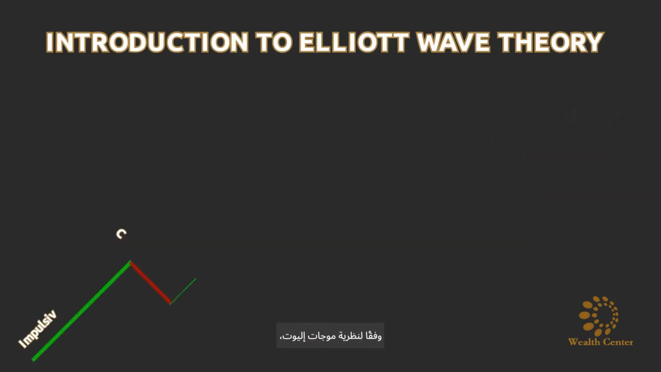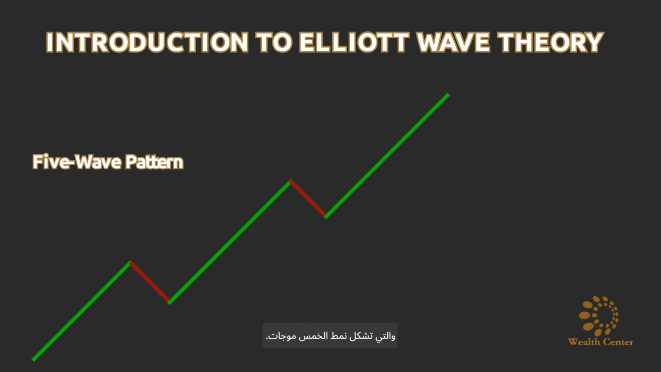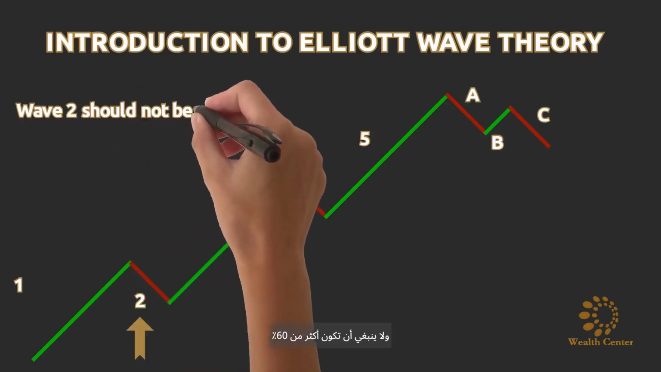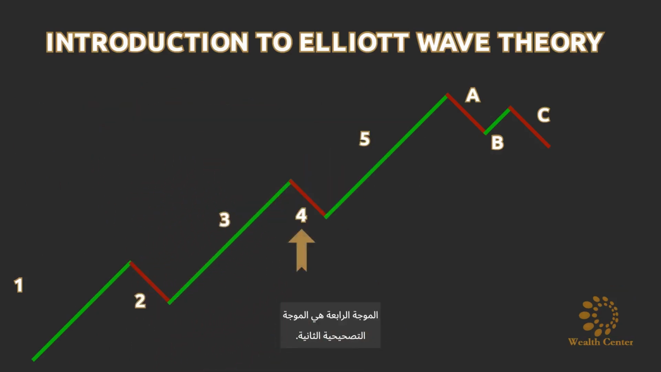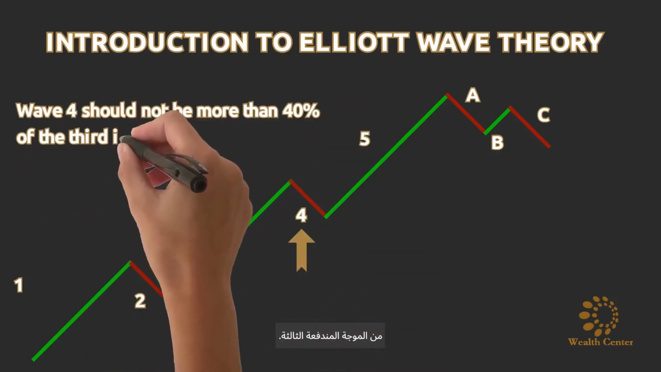According to Elliott wave theory, a trending market has 3 large impulsive waves and 2 correction waves, which form a 5-wave pattern. Elliott labels these waves from 1 to 5. The pattern then follows a 3-wave correction, which are labeled as A, B, and C. Based on the theory, wave 2 is the first correction wave, and it should not be more than 60% of the first impulsive wave. Wave 4 is the second corrective wave, and it should not be more than 40% of the third impulsive wave.